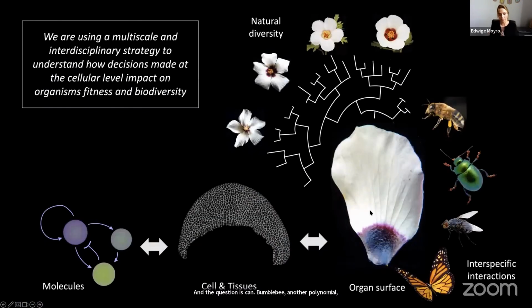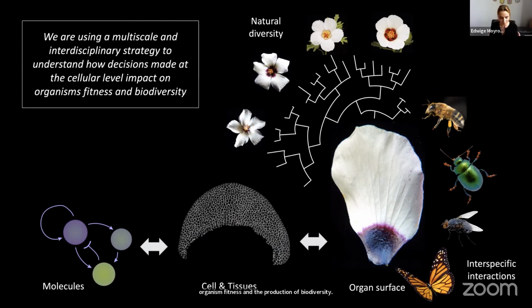What I tried to do today is give you a small overview of the multi-scale and interdisciplinary strategy we're using to answer what we think is a really fundamental question, central to our understanding of life: how can decisions made by cells using molecular processes have an impact at the macro scale and influence organism fitness and the production of biodiversity?